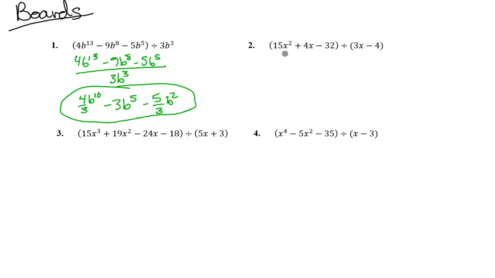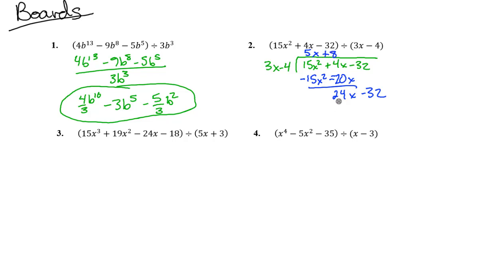Number 2. We have 15x squared. We better write this the good way. 15x squared plus 4x minus 32, all divided by 3x minus 4. All right, let's look and see what we get here. 3x goes into 15x squared 5x times, which gives us 15x squared. But we got to times by this minus 4 as well. That's a negative 20x. And we get, oh, don't forget to subtract, 24x minus 32.